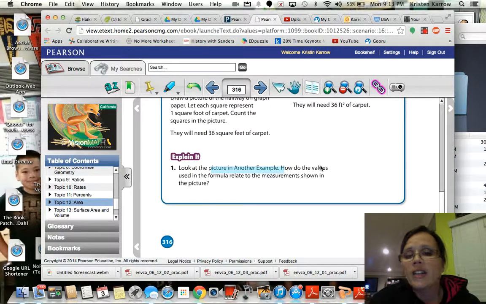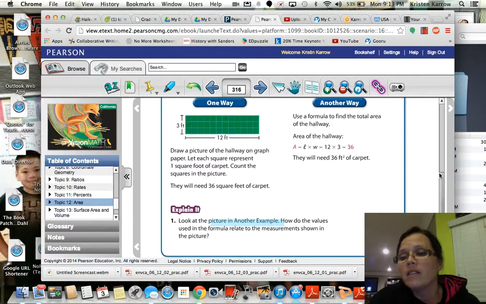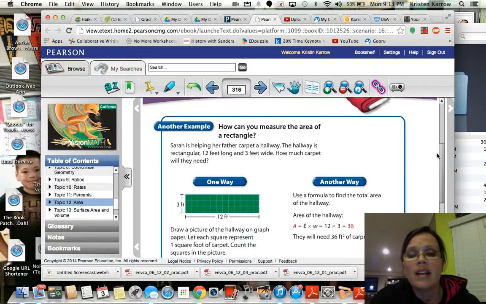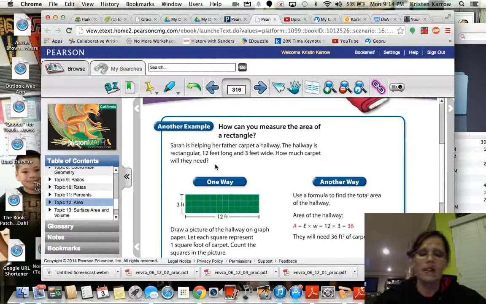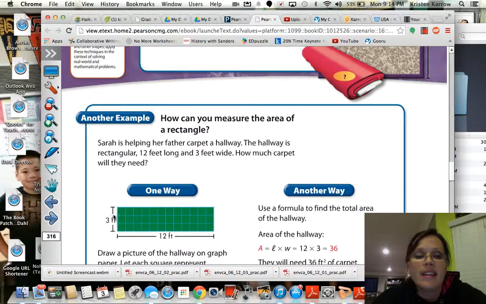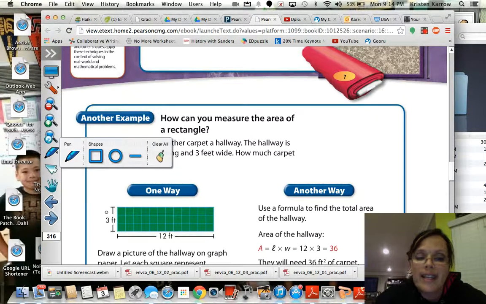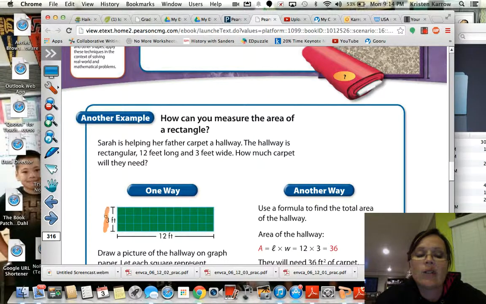If you look at the other example in your book, how can you measure the area of a rectangle? Sarah now is helping her father carpet a hallway. The hallway is a rectangle. All of the problems in today's lessons are going to be rectangles. It is 12 feet long and 3 feet wide. Notice this time they said that the 3 feet is talking about how wide it is, even though we're seeing it as how tall it is.